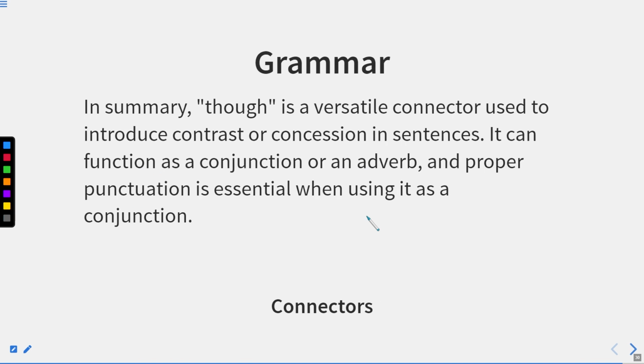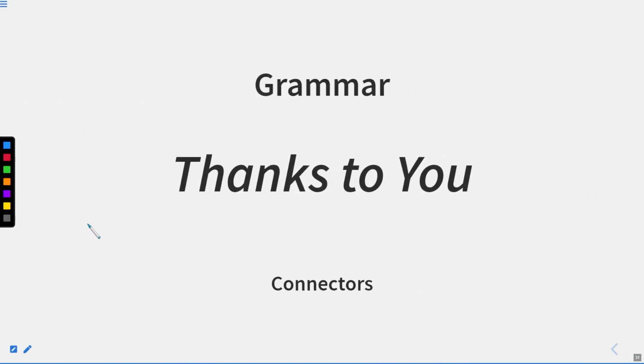In summary, though is a versatile connector used to introduce contrast or concession in sentences. It can function as a conjunction or an adverb, and proper punctuation is essential when using it as a conjunction. Well, I hope this much is clear to you all. Well, this is all about though or the usage of though. Though just shows the contradiction. So we should keep in mind, if there are two situations, two conditions, when a word joins two contrasting statements together, there we use the word though.